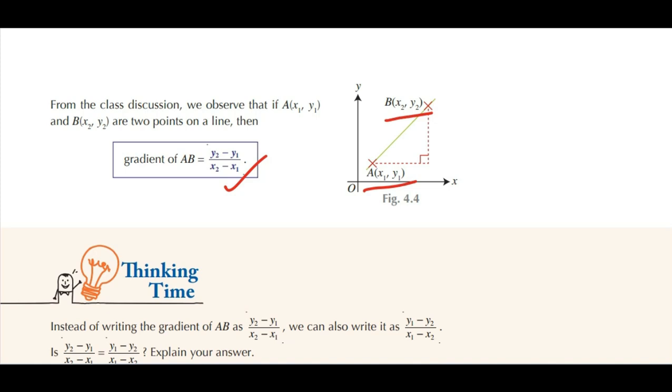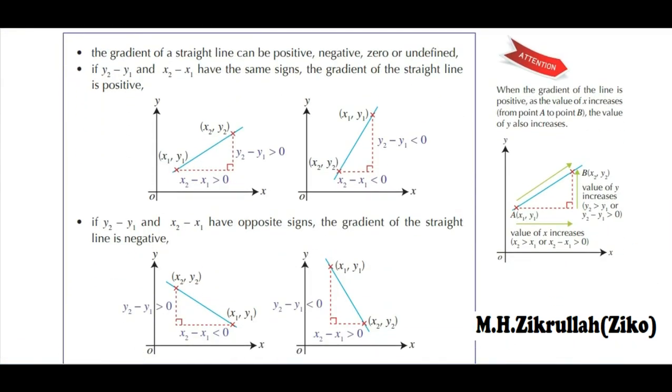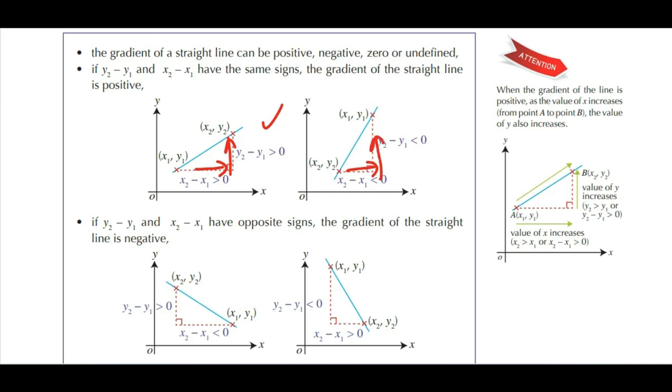Now instead, if you apply the formula y1 minus y2 divided by x1 minus x2, you will end up with the same result. Now for a line of this shape, the gradient is positive because as x increases, y also increases. And for a line of this shape, the gradient is negative because as x increases, y decreases.